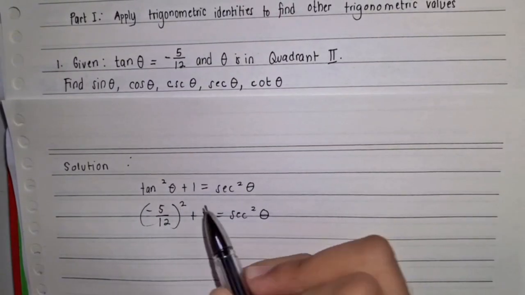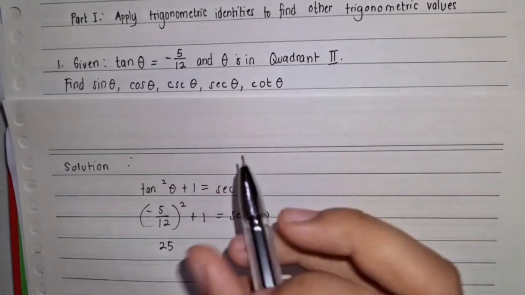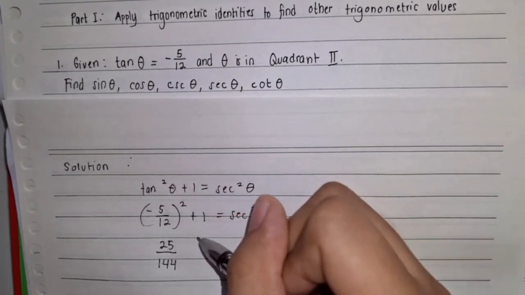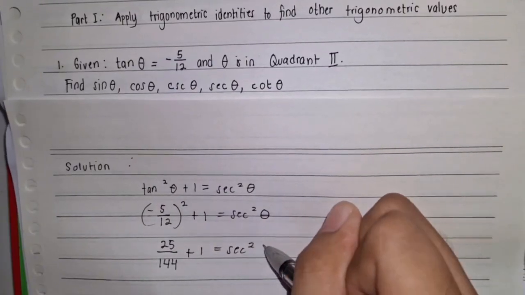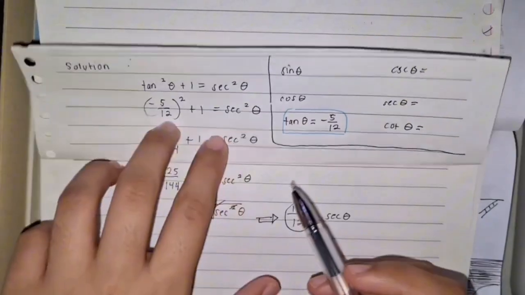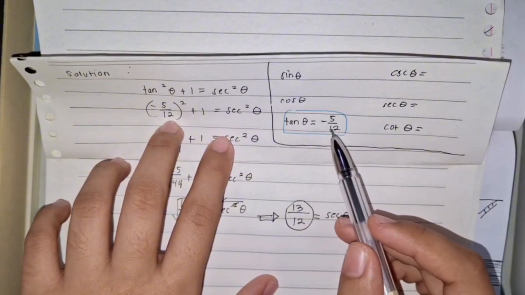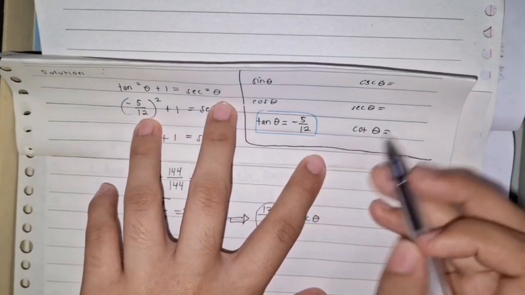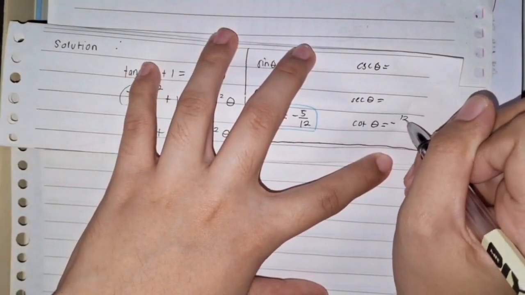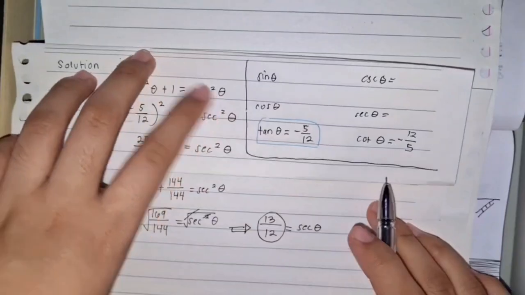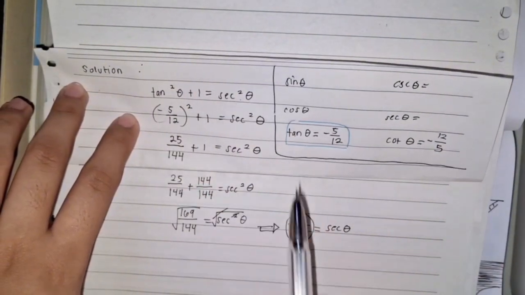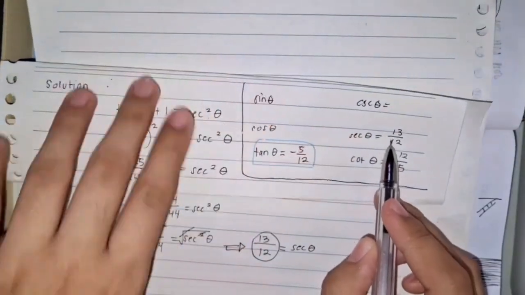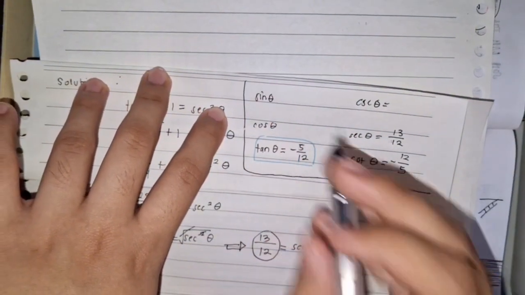So negative 5 squared would be positive 25. Negative 12 squared will be positive 144. Plus 1 is equal to sec squared theta. Since we already have the given of tan theta, or the negative 5 over 12, we've also obtained the cot theta by getting its reciprocal form, negative 12 over 5. And also, after performing this Pythagorean identity, we obtained the sec theta, or 13 over 12. So, the reciprocal of this would be the value of cos, or the cos theta.